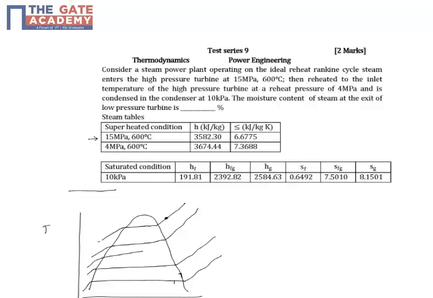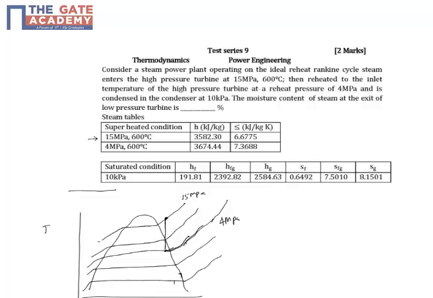These are all constant pressure lines. So let's say this is 15 MPa. At 15 MPa the steam enters the high pressure turbine. The steam does some work, so pressure decreases, and the reheating now occurs at 4 MPa. So at 4 MPa, it comes here. Now we do reheating. Reheating is done at constant pressure, so it will follow a constant pressure line. So this is the 4 MPa pressure line.